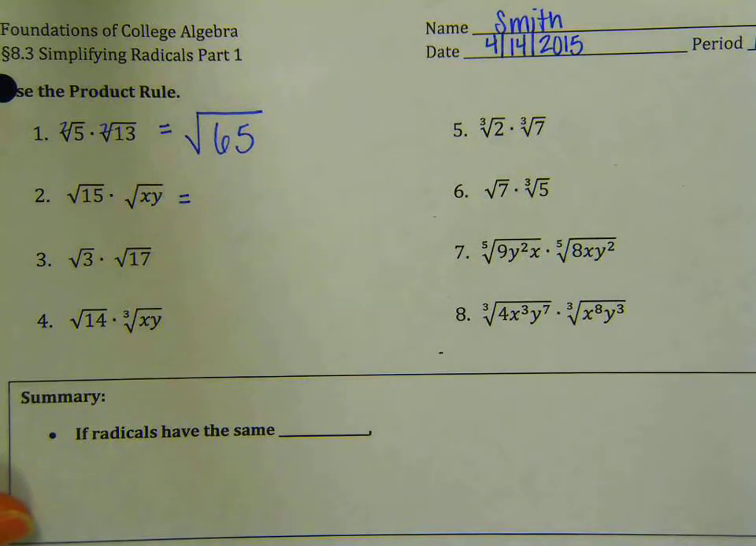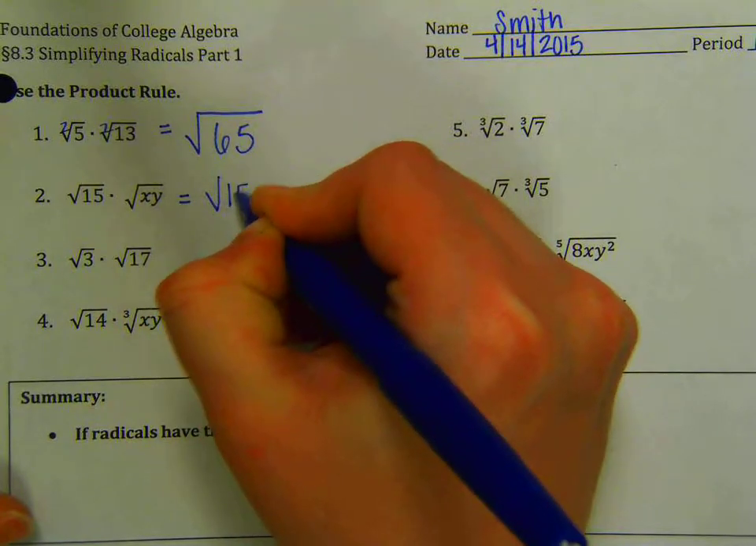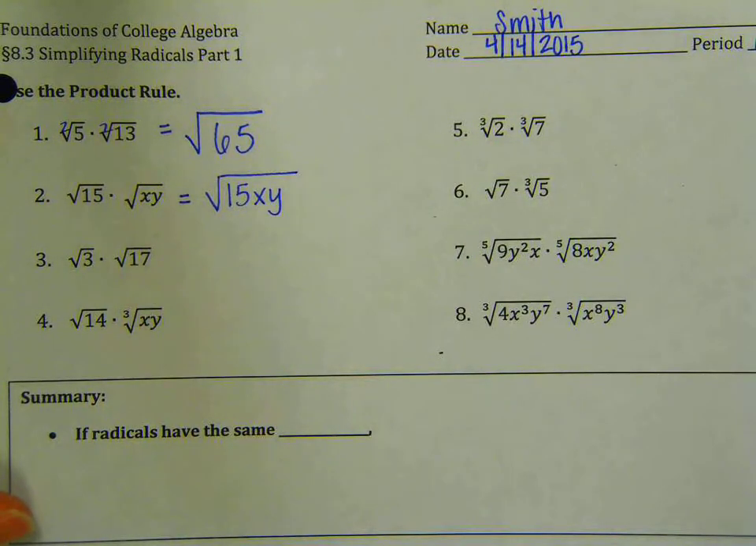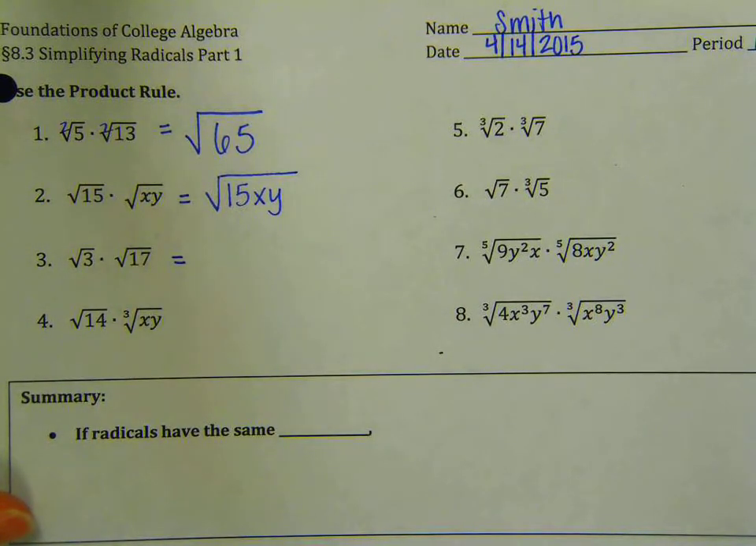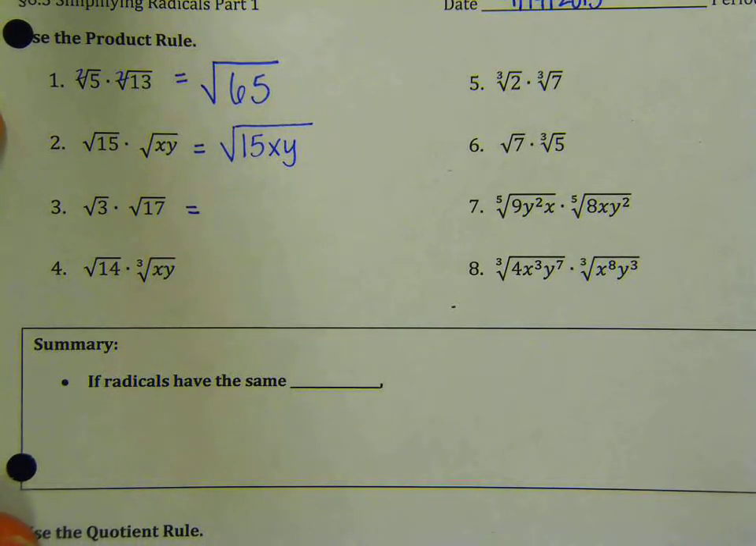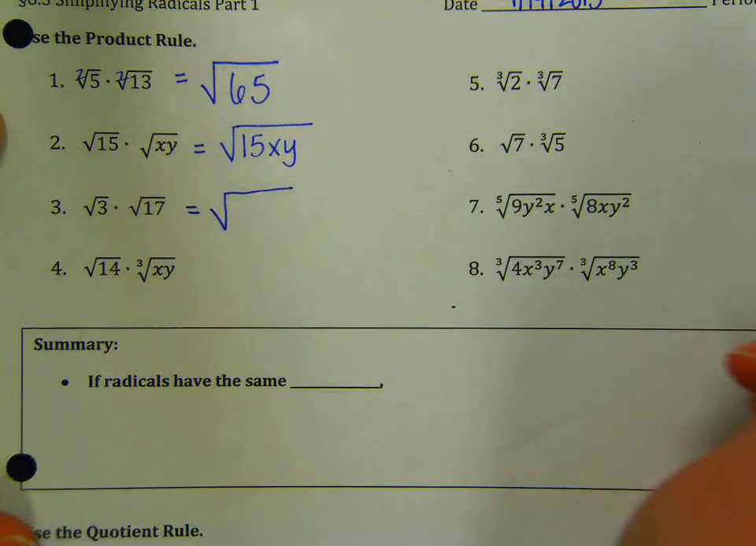Okay, number 2, I have the same index in both cases, so I'm multiplying what's underneath. When you multiply 15 times xy, it's literally just 15xy. So I have the square root of 15xy. Number 3, same deal, multiply what's underneath the radical, so 3 times 17. 51, good.